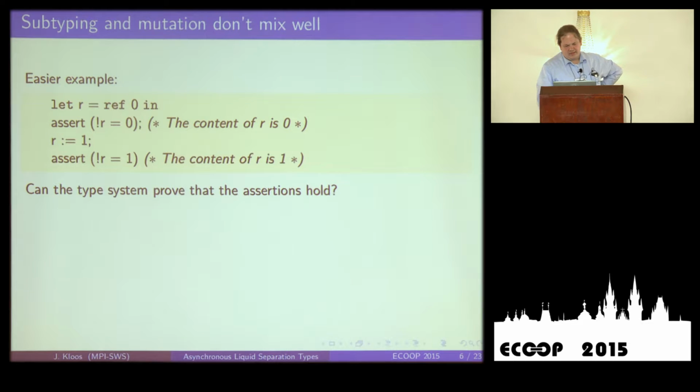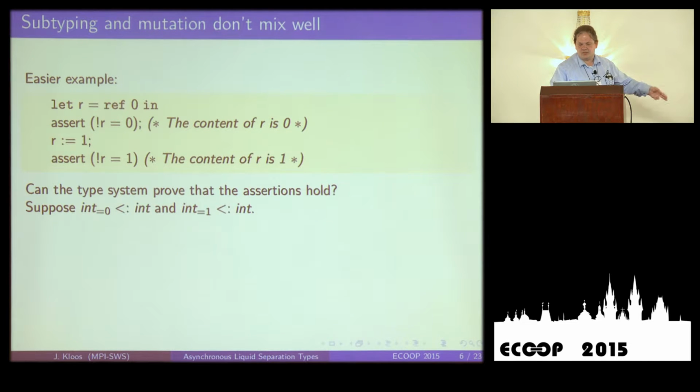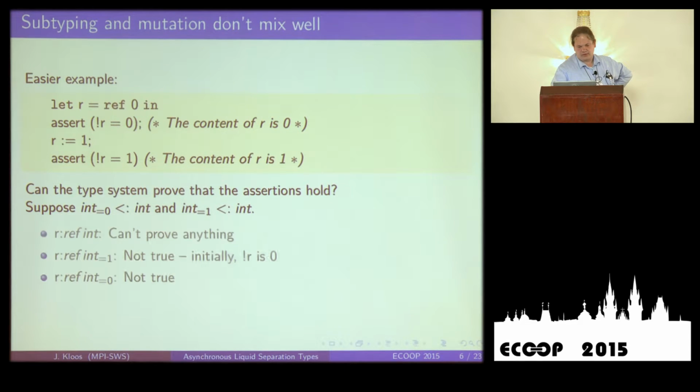Now, can we prove using the type system that these assertions hold? So basically, can we compile them away using just type information? Well, we could just try to do something with subtyping. Assume we have two singleton types, int equals 0 and int equals 1, which are both subtypes of int, meaning that the integer here is exactly 0 or exactly 1. It would be nice if we could just use this information to prove that the assertions always hold. The only thing where we can basically try to choose a type here is the type of r. There's three ways we could type it.